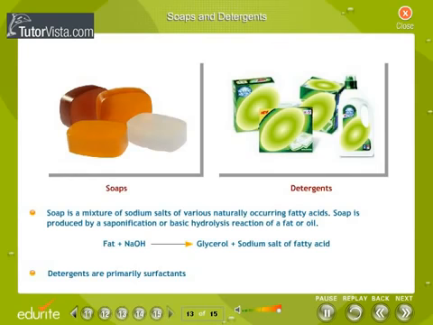Soaps and detergents. Soaps are sodium or potassium salts of fatty acids produced from the hydrolysis of fats in a chemical reaction called saponification. Detergents are primarily surfactants, which could be produced easily from petrochemicals. Surfactants lower the surface tension of water, essentially making it wetter, so that it's less likely to stick to itself and more likely to interact with oil and grease.